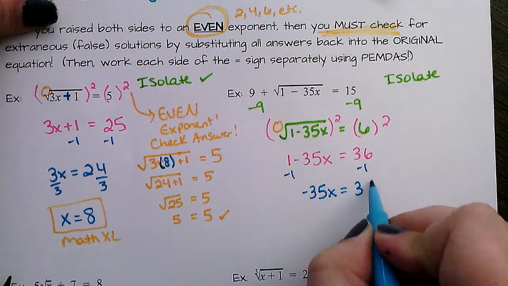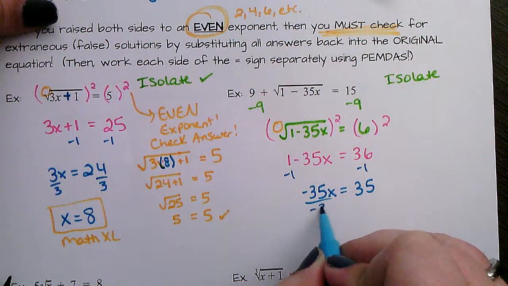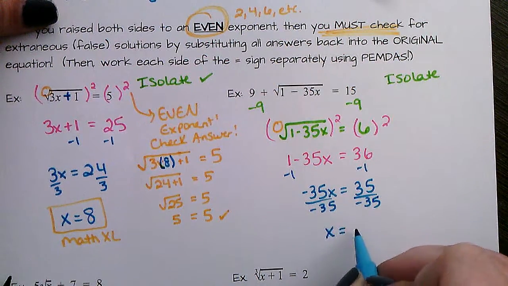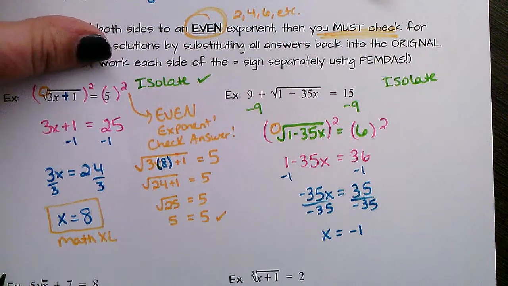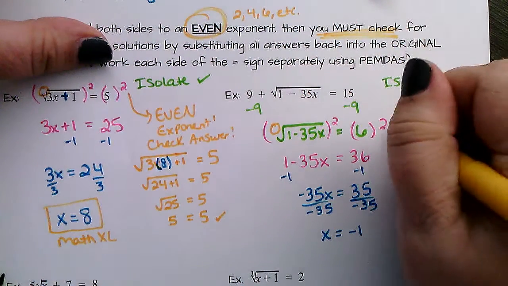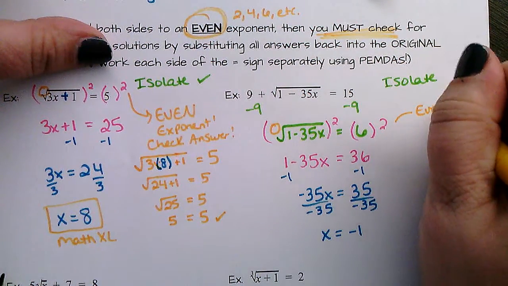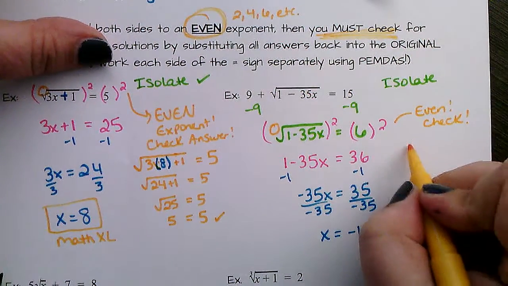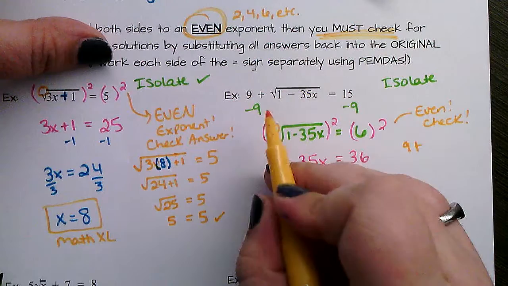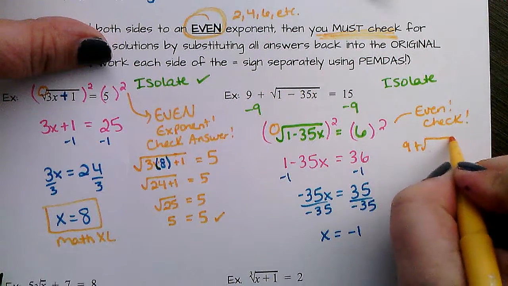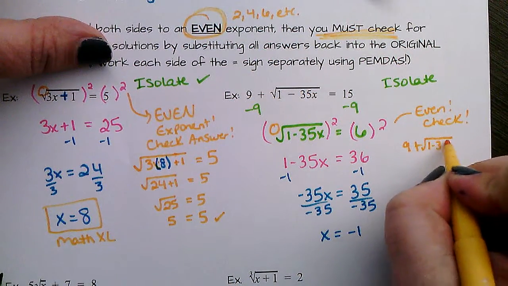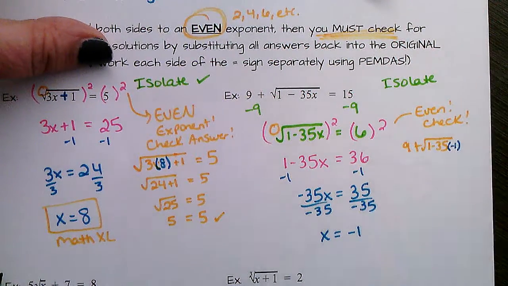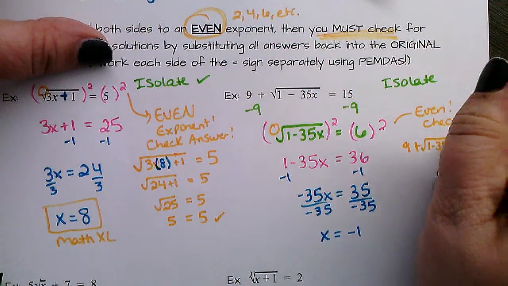36 minus 1 is 35. Divide both sides by negative 35. So I think x equals negative 1. Am I sure? No, because this is an even exponent. I have to check. Same thing: original problem, 9 plus the square root of 1 minus 35 times x, which is negative 1, to make sure that goes underneath my radical.